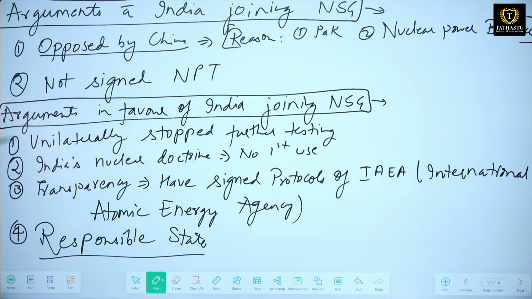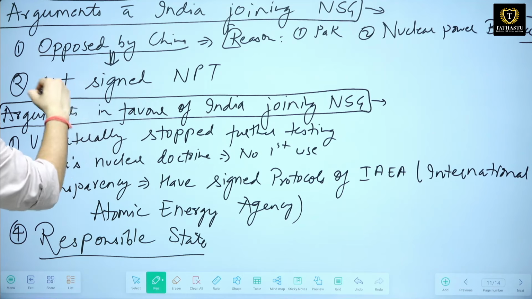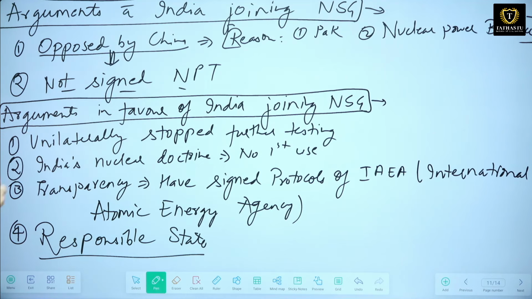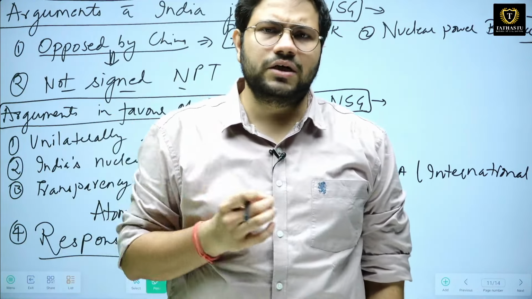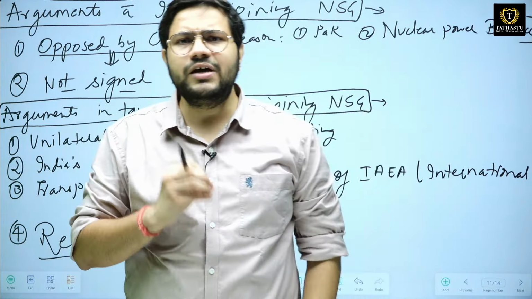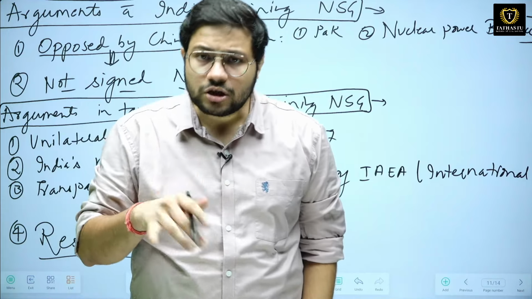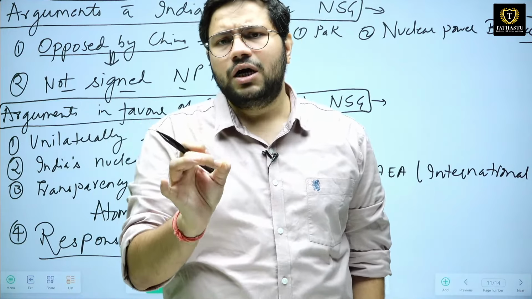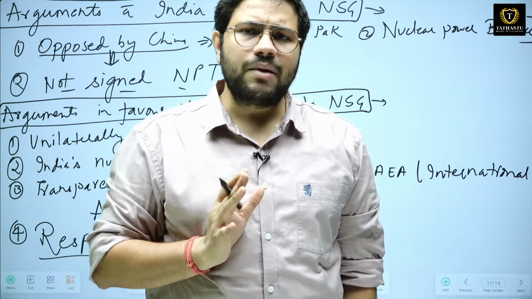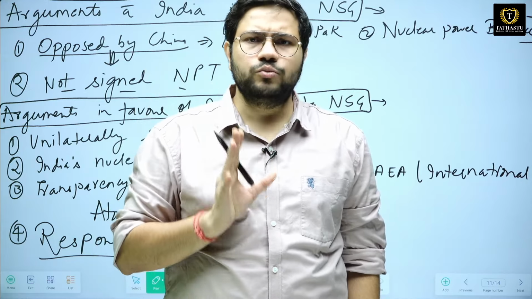Now, let us see what the arguments against joining the NSG are, what the world leaders are saying. The first is that we are being opposed by China, and China is opposing India on the explicit ground that India has not signed the NPT. This is the explicit ground on which China and some other countries oppose India. The solution is that we can give the example of France, which has also not signed the NPT and still is a member of the NSG. Therefore, India could also be allowed to join.